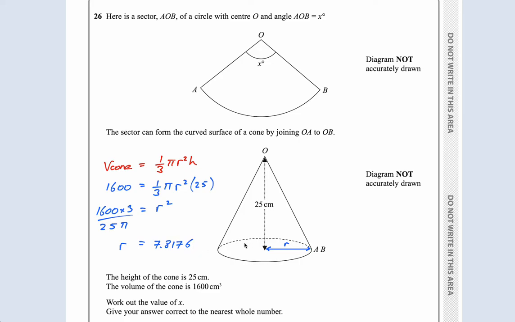Okay, now the curved surface area, because I need to, okay, this is how I'm going to do it. I'm going to find the area of this sector. And the way I'll get the area of the sector is by getting the curved surface area of the cone. So the cone, all right, let me write curved surface area of a cone. So that will be the area of the curved part of the cone.